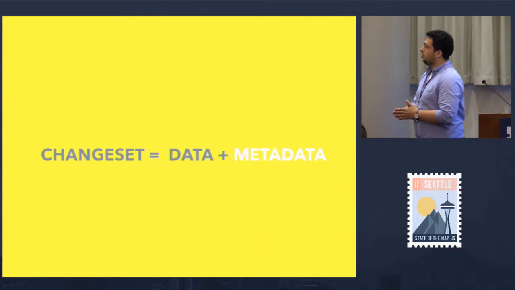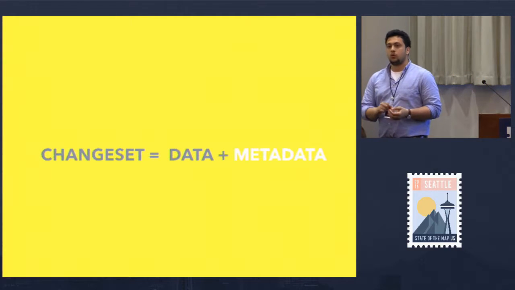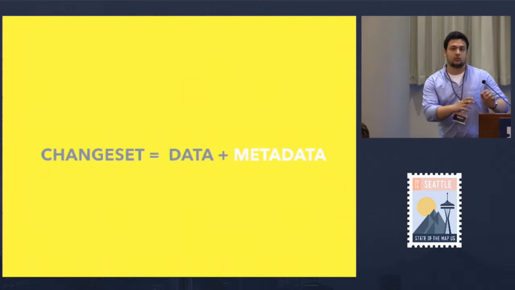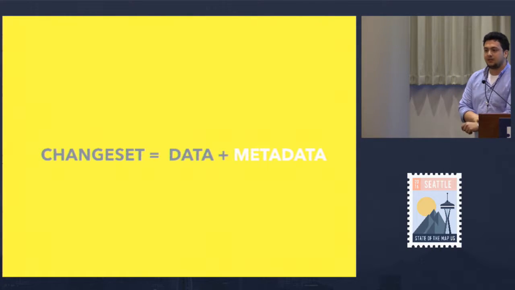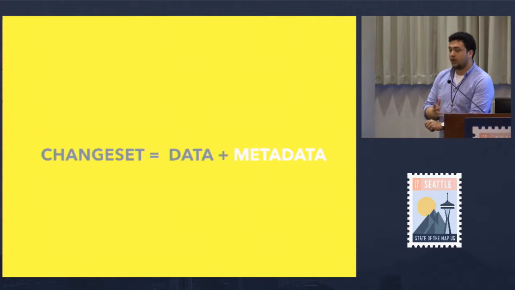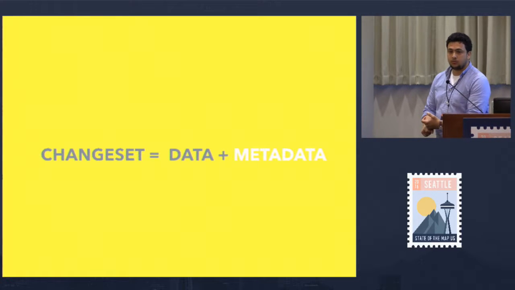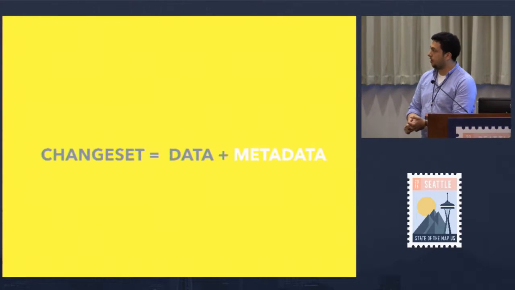So a changeset in OSM is basically data and metadata. When you commit an edit, you basically create two files. You create a data file, which has all the geo information, and you have a metadata file, which is also stored, which contains different types of information. And a lot of people here at State of the Map talked about metadata. Toby, for example, showed us analysis of metadata. And I'll show you what a metadata file looks like.